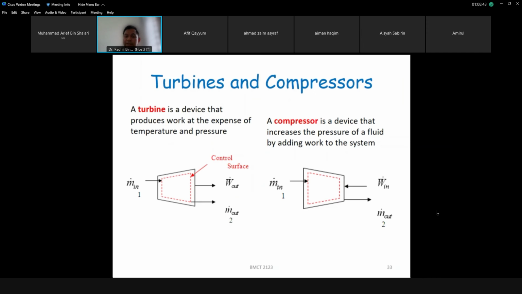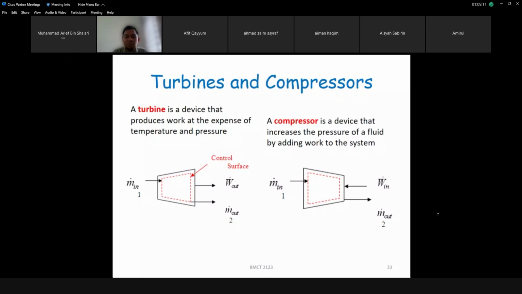Soalnya dia perlukan kerja. Compressor perlukan kerja untuk melakukan sesuatu. That is compressor. Turbine produce work. So dalam kepala kita dah tahu W mesti ada. Turbine W out mesti ada, W in tak ada. Compressor W out ada, W in ada.